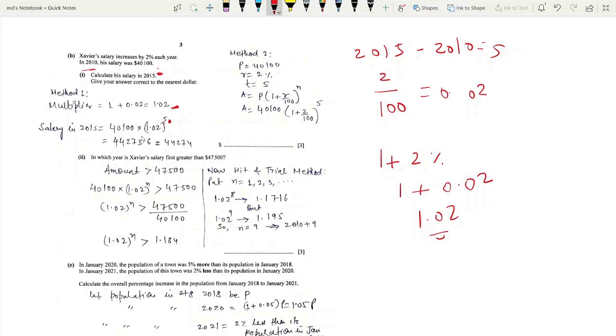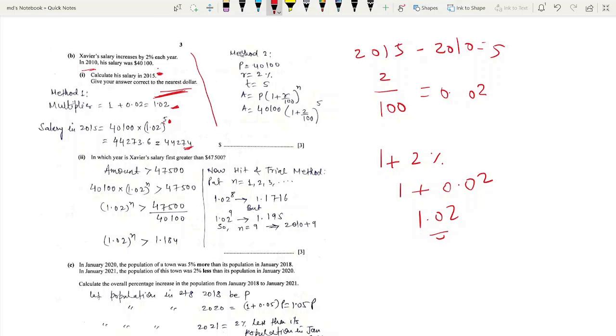So here we can write 5. So 40,100 times 1.02 to the power 5. Just use calculator. You can get 44,273.6. So we have to write nearest dollar. So approximate value we have to write, yes or no? So 44,273.6, it means you can write 44,274. Okay, this is method 1.